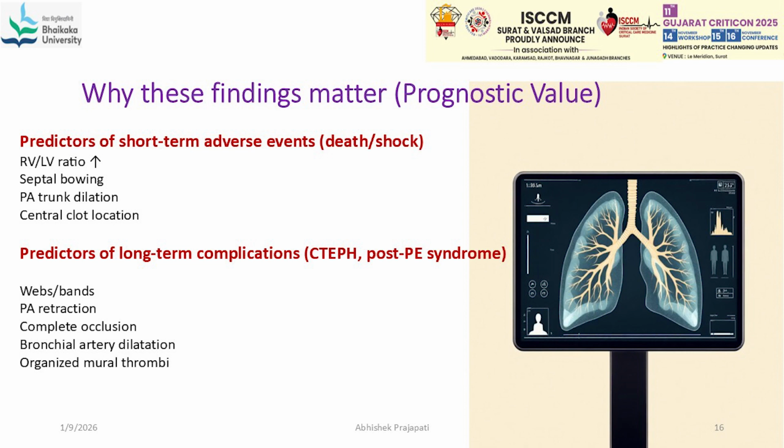The predictors of short-term adverse events like death and shock are raised RV-LV ratio, more than 1, septal bowing, PA trunk dilatation, and central clot location, right? And that's why it is important to report these findings. Predictors of long-term complications like post-PE syndrome and CTEPH are webs or bands, pulmonary artery retraction, complete occlusion, bronchial artery dilatation, organized mural thrombi. Clear?